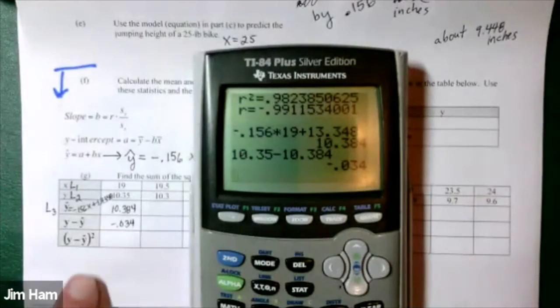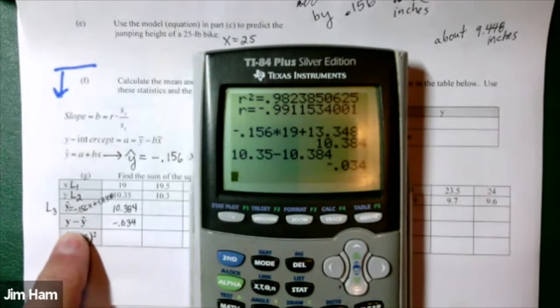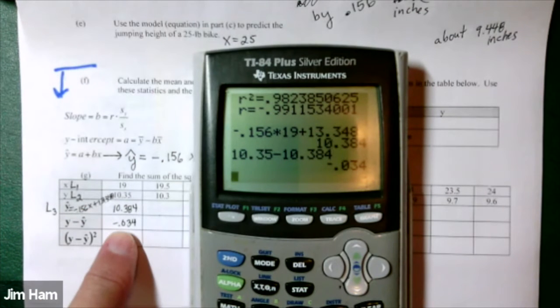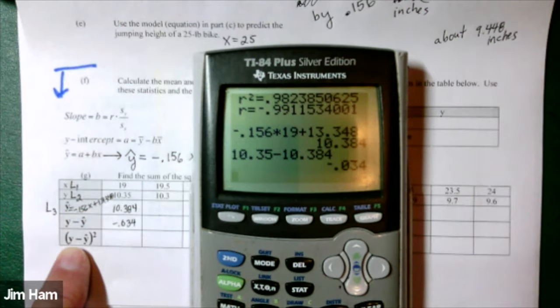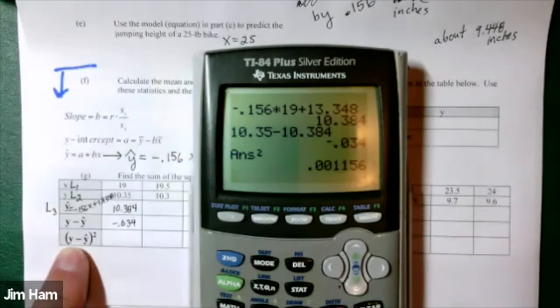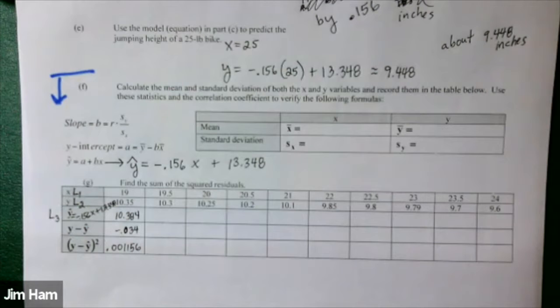And then finally, we're going to take that number. The only difference between these two columns is we're going to take the number in this column and square it. So I'm just going to hit the squared key, take that number and square it, and there you have it, 0.001156. Now, we don't want to do this way every single time. So we're going to use the computing power of the graphing calculator. And with just a couple of keystrokes, you can complete this entire table.